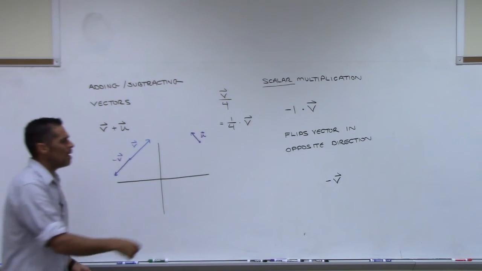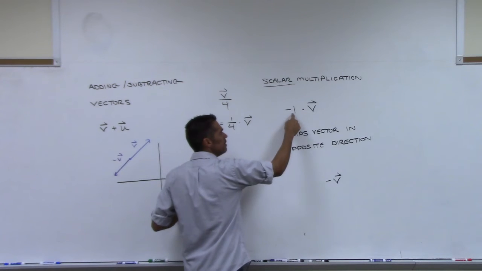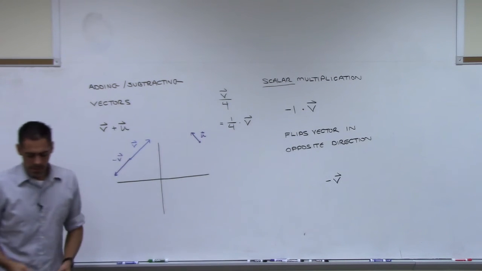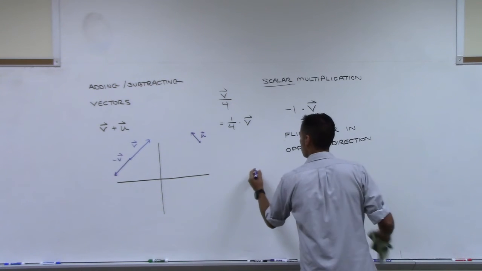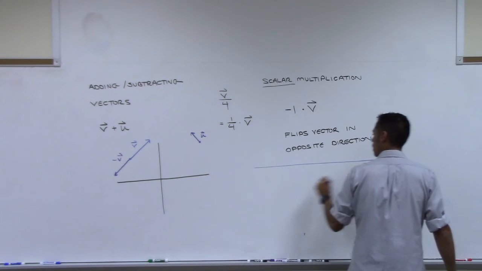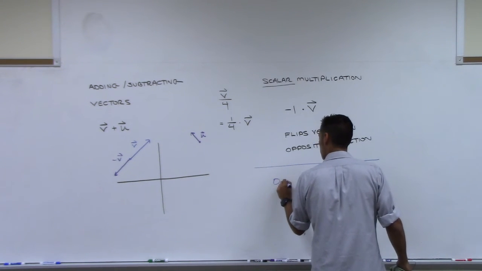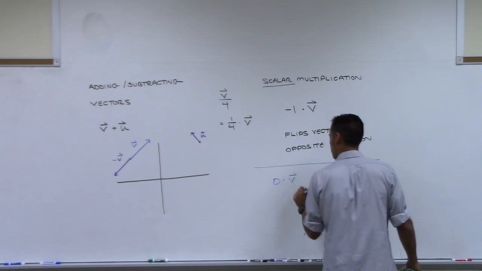What happens if you multiply by 0? What is 0 times v? What is 0 times the vector v?